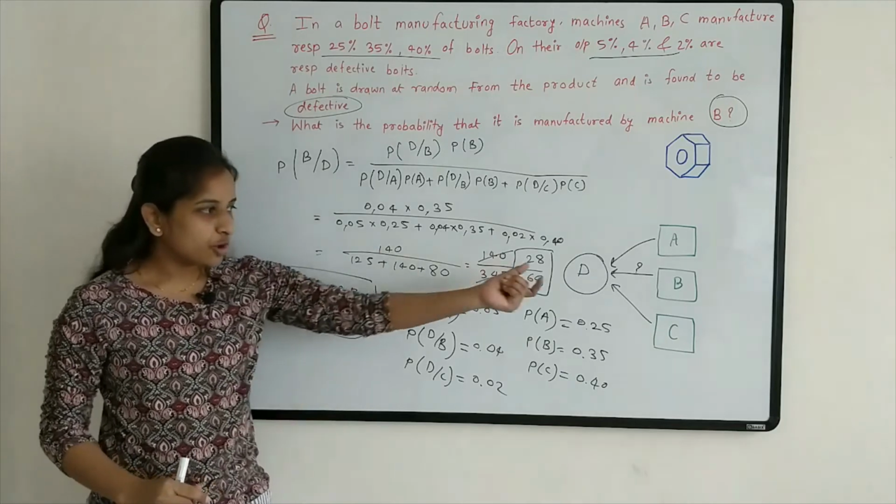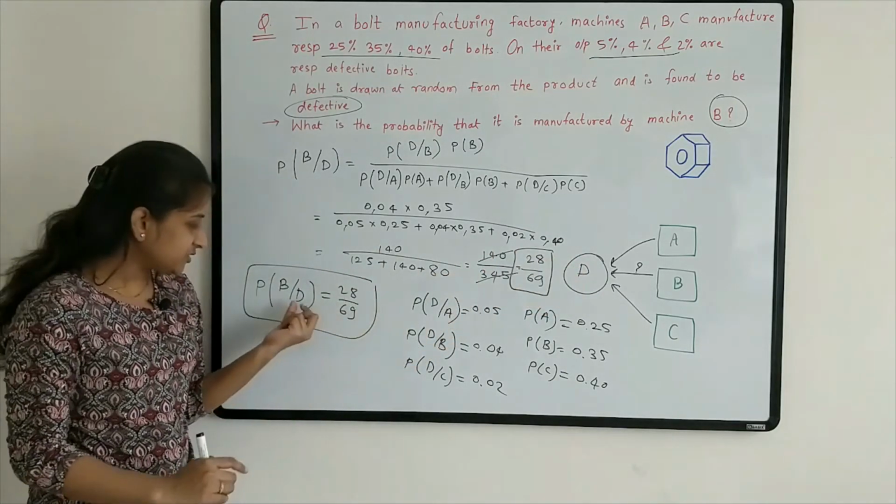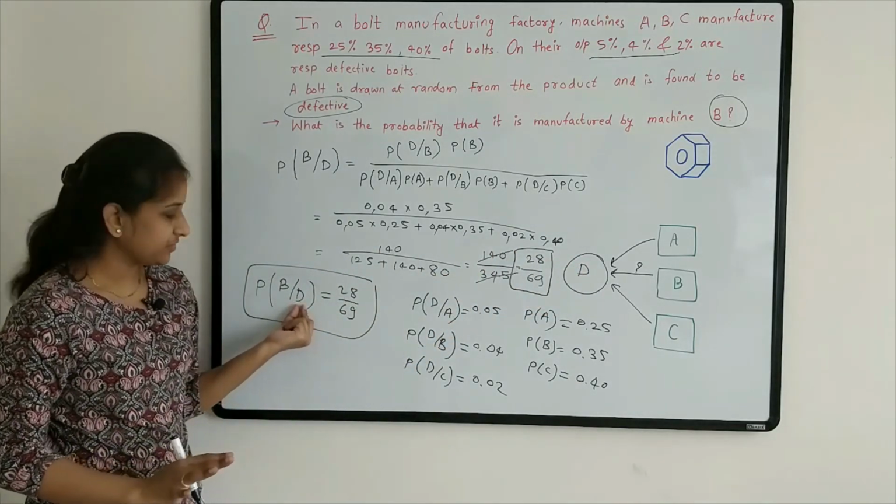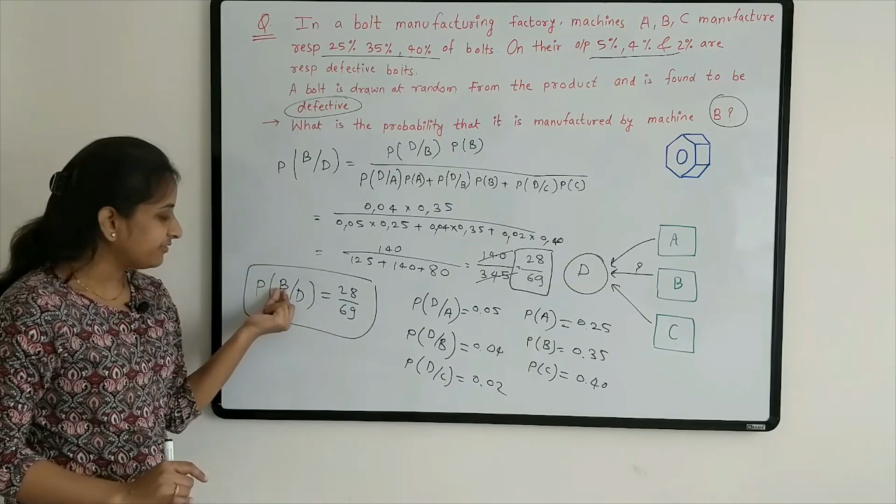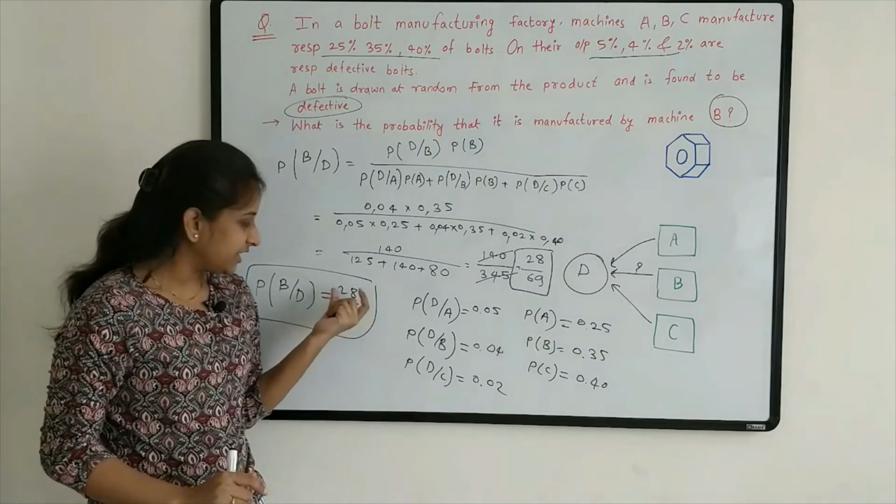That means a bolt is randomly drawn and it is already known that it is defective. The probability that it is manufactured by machine B is 28 by 69.